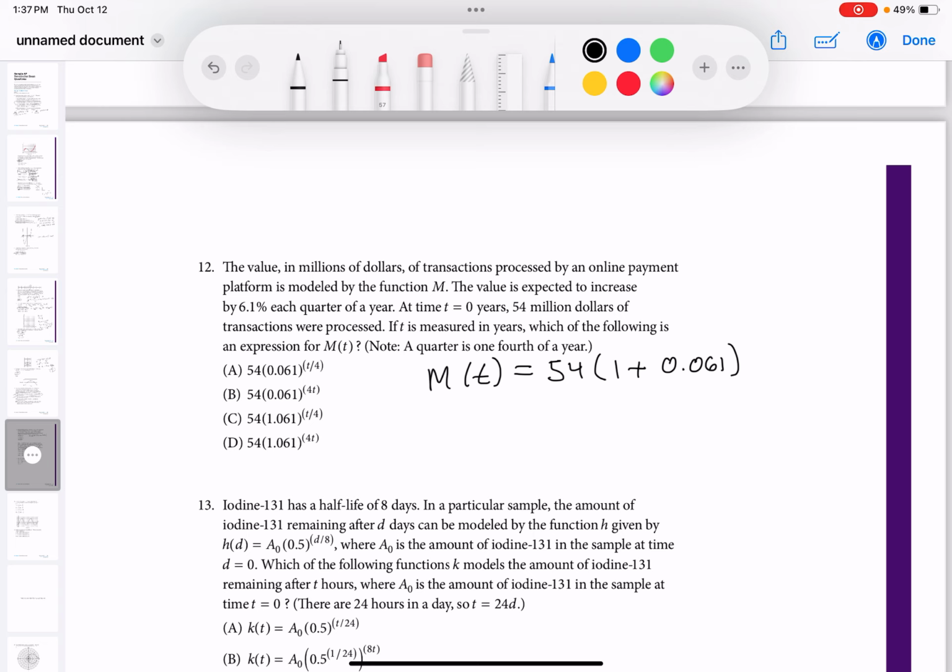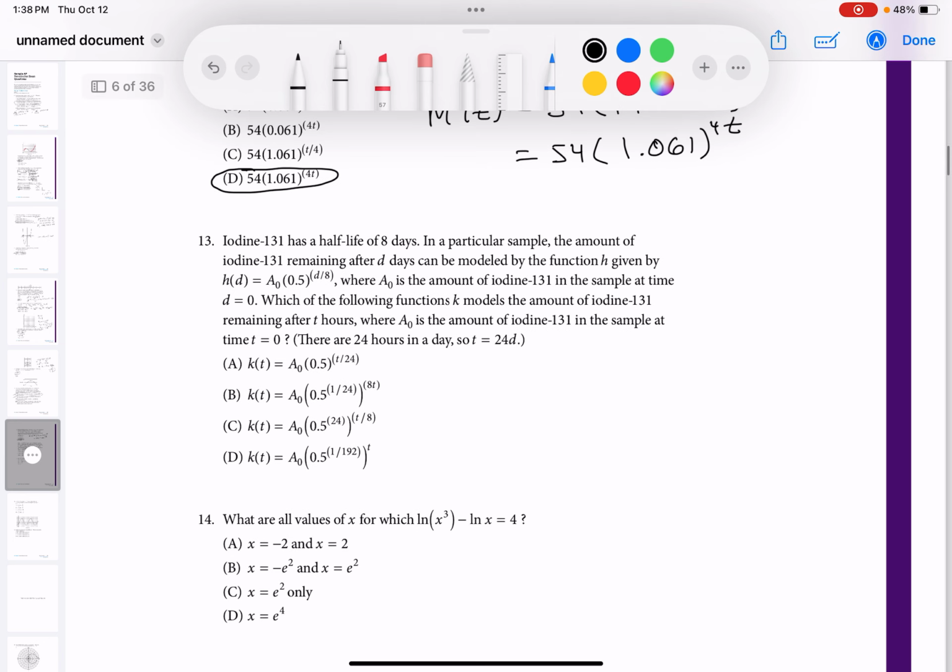So I'm wondering what they're talking about. And they're talking about years now. So time t is in years. So it says if t is measured in years, which of the following is expected? Well, I've got to put the exponent down now. And the exponent, looking at it, is going to be 4, because this happens 4 times a year, by the way, 4t. Let me see if I see that answer, and I'm not seeing it. So I'll write this over here, 54. I'll add the terms together. It's going to be 1.061 to the 4t. All right? Do I see that? I do, and it's the last one. It's letter D. All right, 54, 1.061 to the 4t.